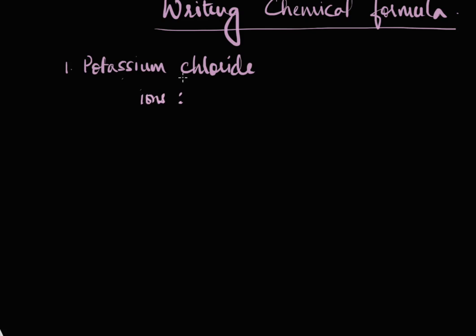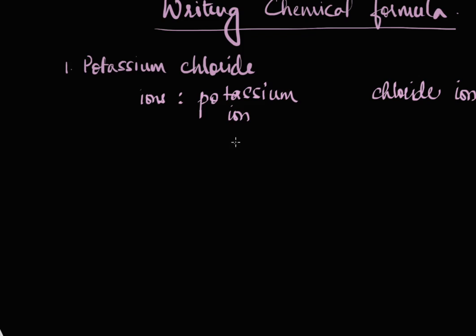By looking at the name of the compound itself, you should be able to identify the ions. So potassium chloride compound will consist of potassium ion, and it is also going to have chloride ion. Now how do we write the symbol for potassium ion? This is where you will make use of the valency chart that you have in your textbook along with the list of radicals and ions.